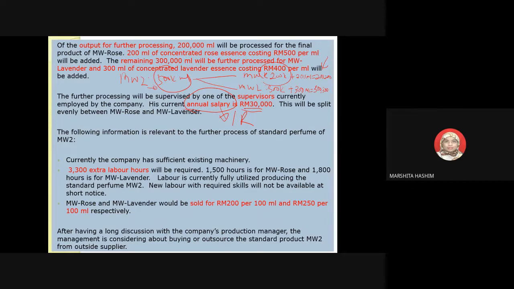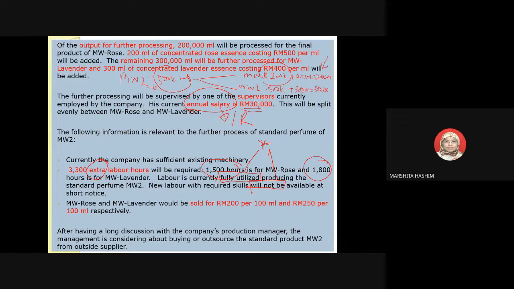Currently, the company has sufficient existing machinery. 3,300 extra labor hours will be required. 1,005 for MW Rose, 1,008 for MW Lavender. Labor is currently fully utilized. Okay, labor is fully utilized, producing the standard perfume MW2. New labor with required skill will not be available. Okay, will not be available at short notice.